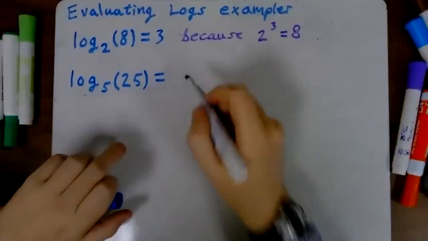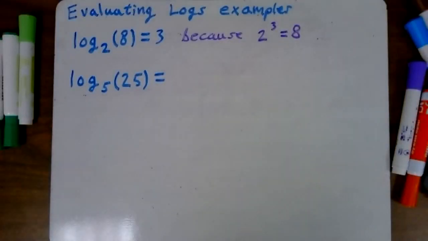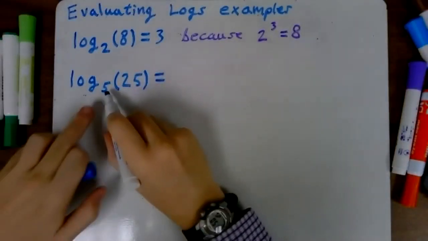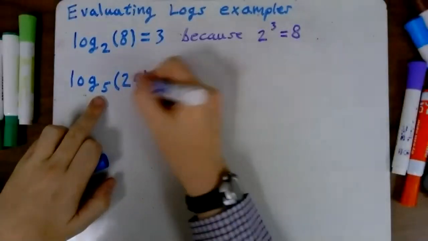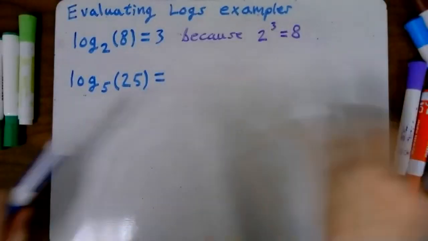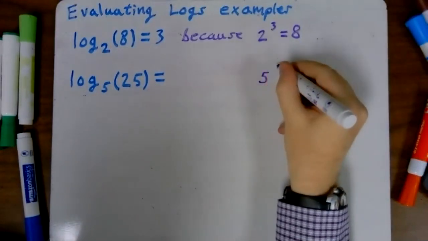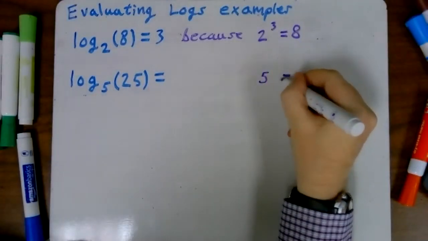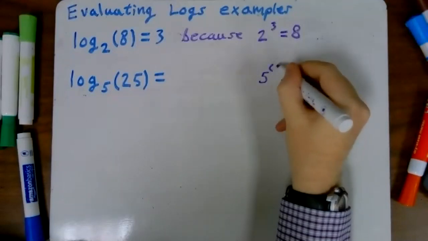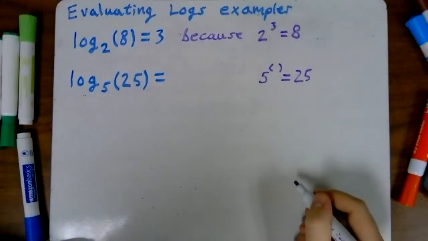All right. So someone said in the private chat that 5 times 5 is 25. So 5 with what exponent then would give 25? 5 to the what power is 25?